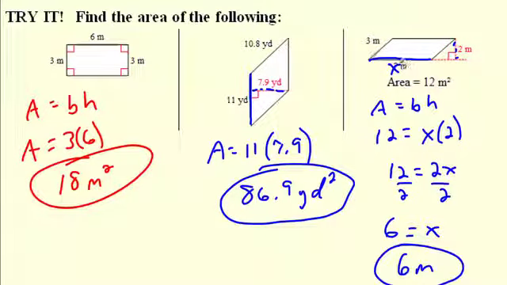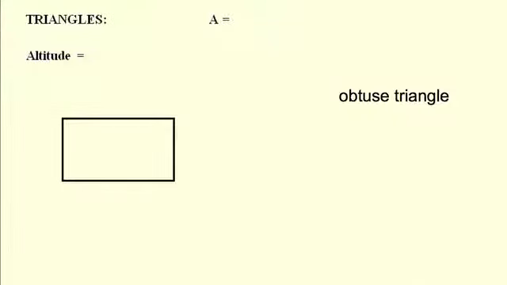So it's not square because I'm talking about this distance here, 6 meters. So maybe I'll give you the area. You've got to find the missing side, or maybe I'll ask you to find the area. Fantastic. Moving on. What about triangles then?